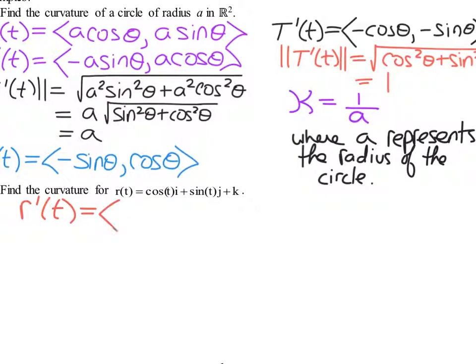I prefer the vector notation rather than the ijk notation. You may prefer the ijk notation. I don't think it matters. So negative sine of t, comma, cosine of t, comma, 0. That's because of the understood coefficient for k, which would be 1. Derivative of constants equals 0. Magnitude.